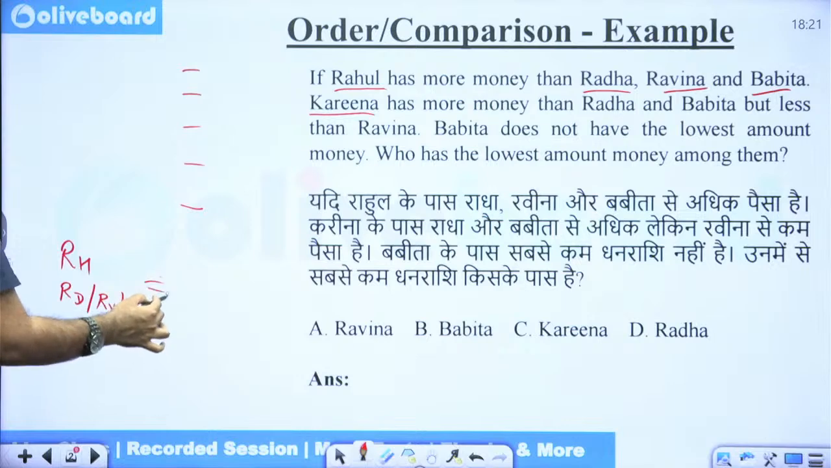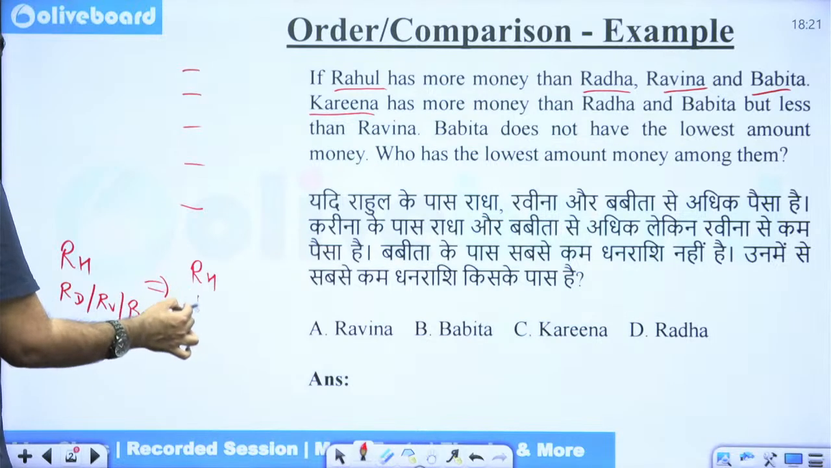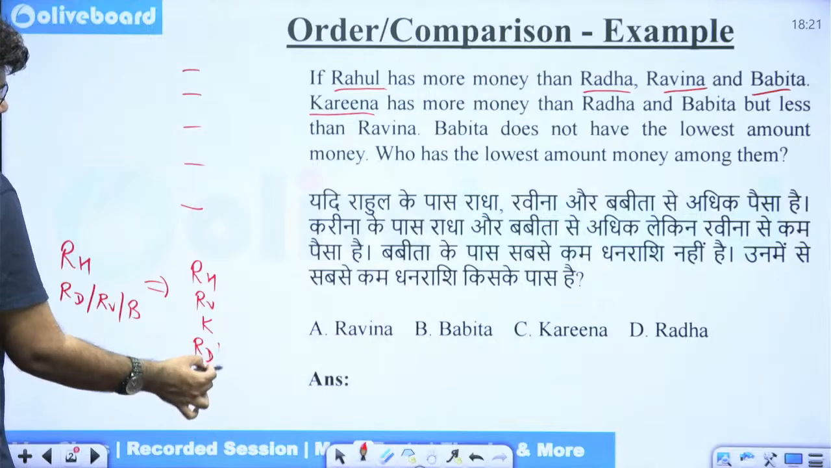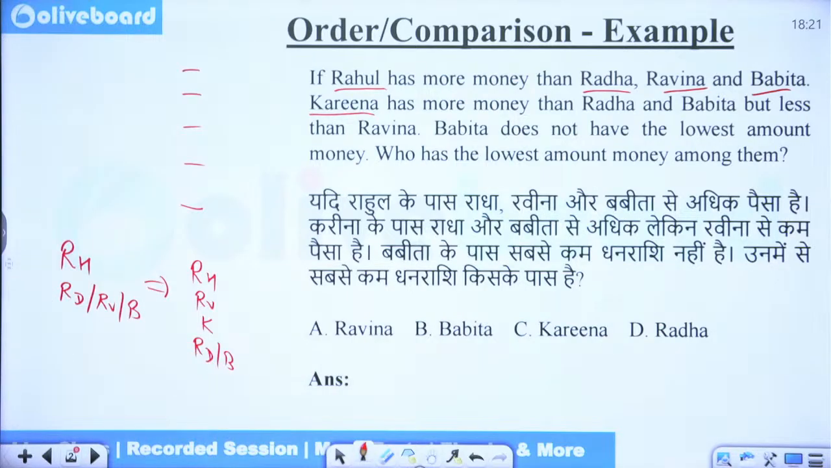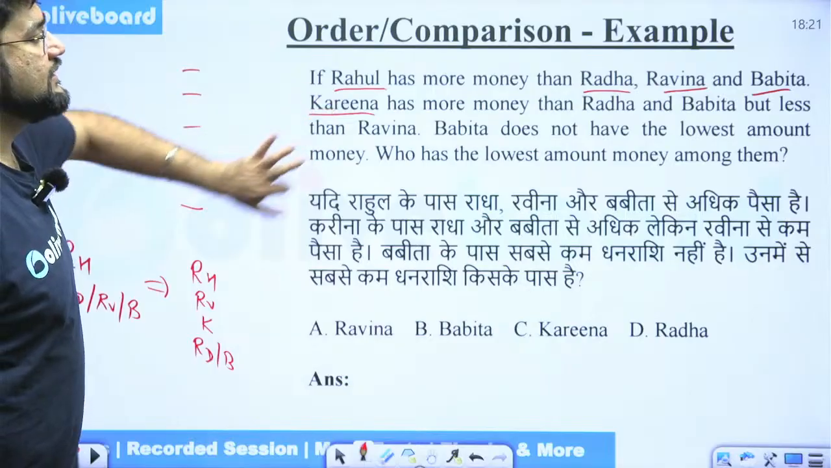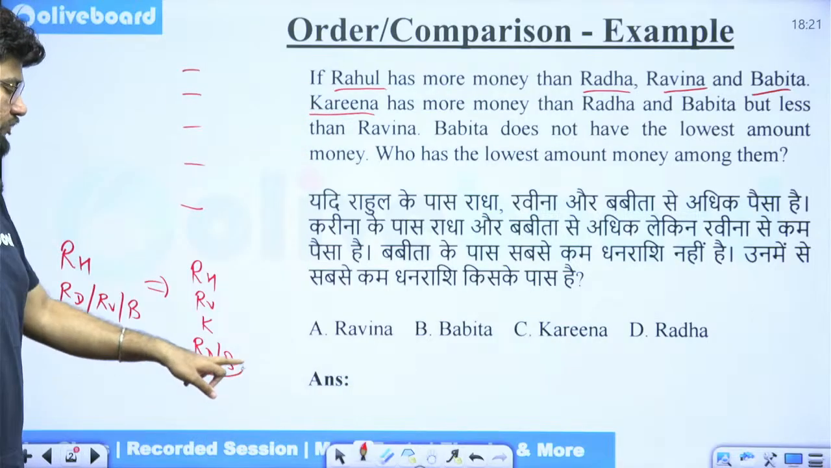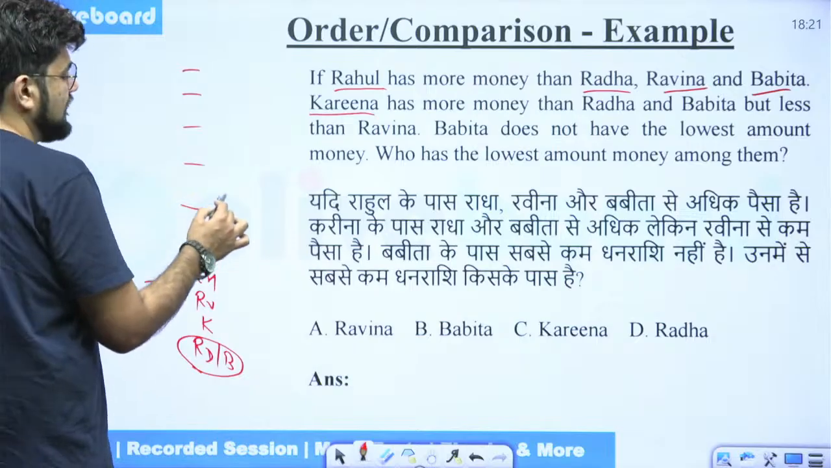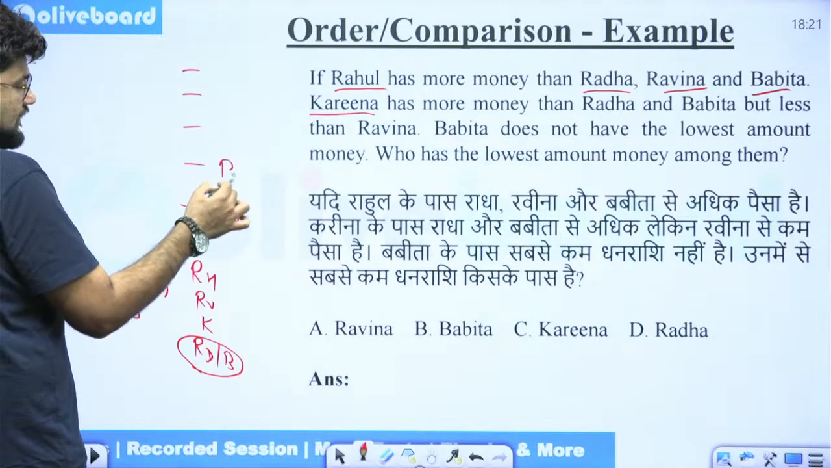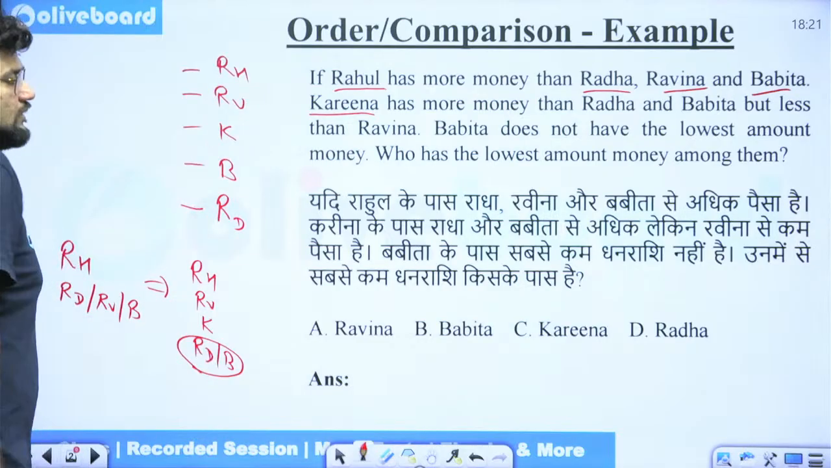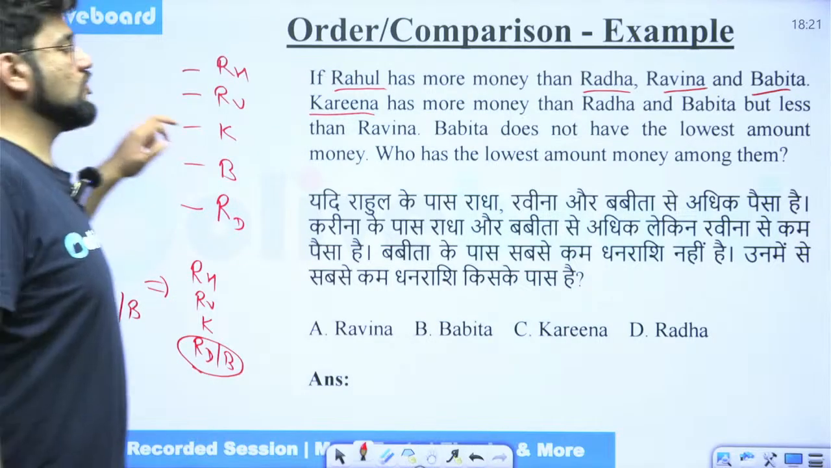We'll change now into Rahul on the top. Then we have Ravina. Then we have Karina. But last in the end we have Radha and Babita. This is a more refined arrangement now. And from here we know that Babita does not have the lowest amount. So out of these 2, who is going to be the lowest? Radha is going to be the lowest. We'll have Radha here, Karina here, Ravina here, and Rahul. The question is, who has the lowest amount?